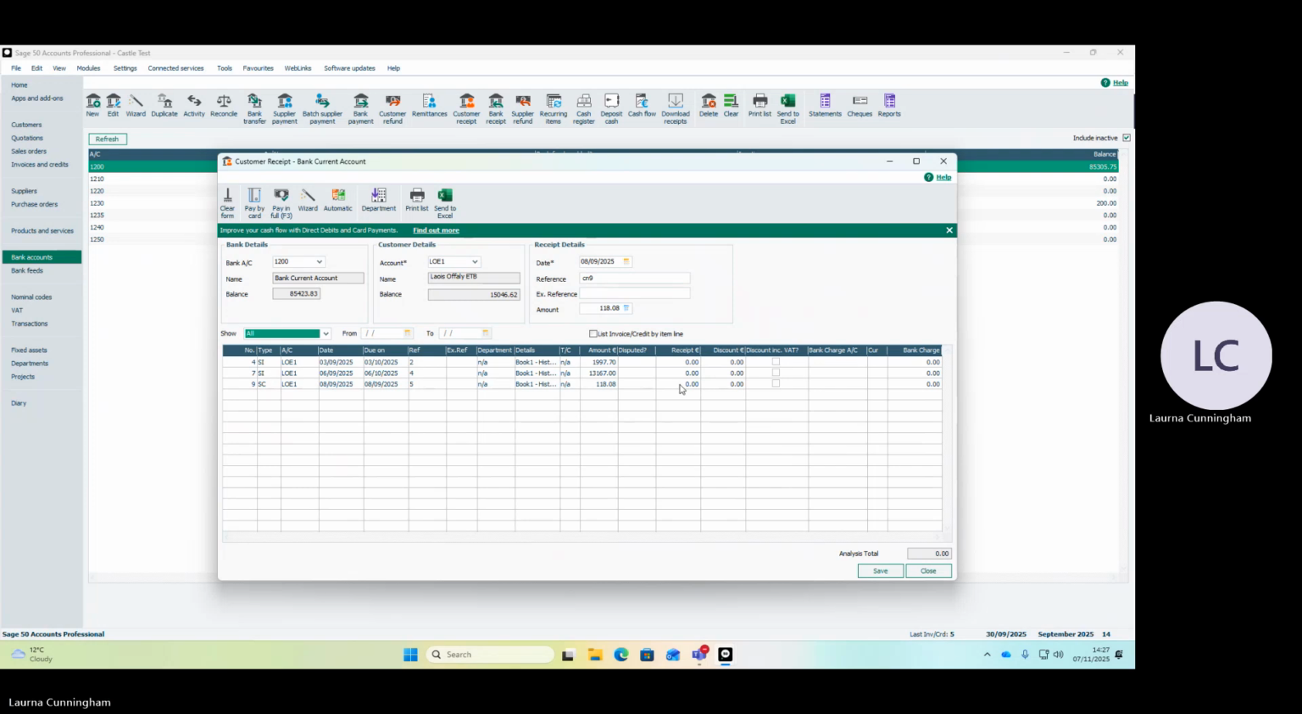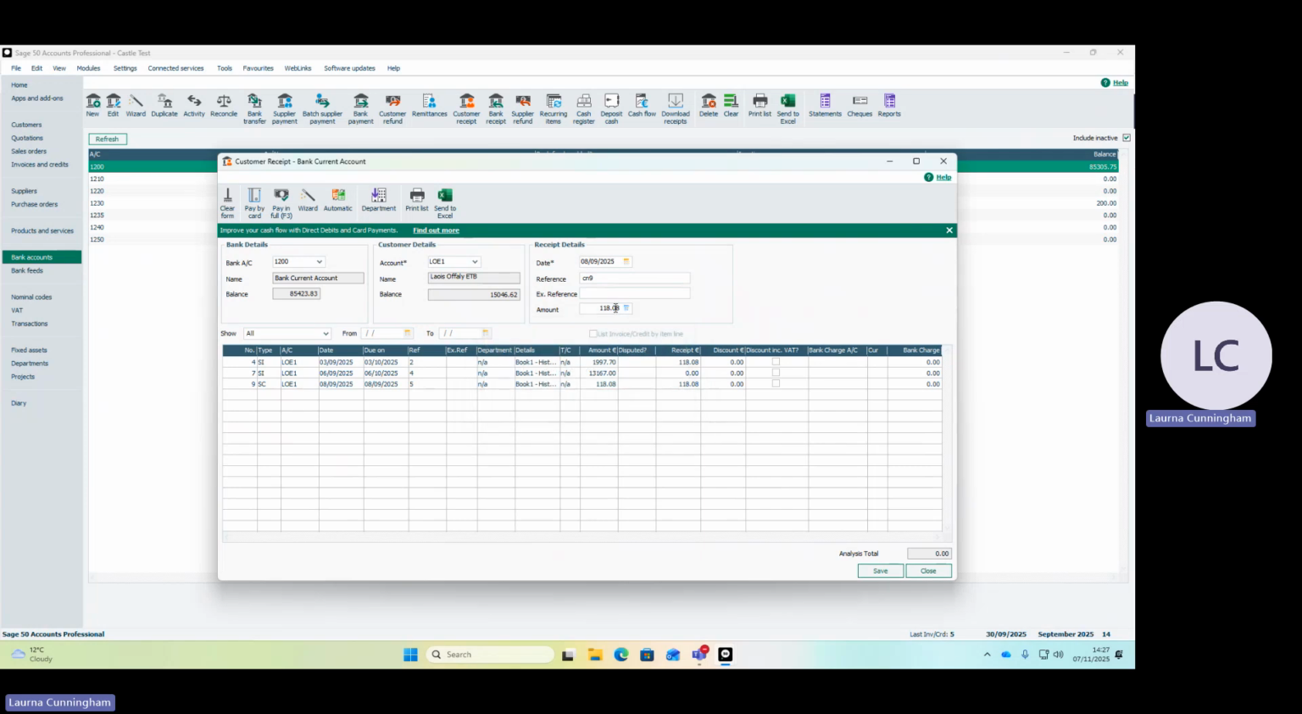11808. And if I come down here to the receipt line, I see 11808, and I then also need to put it against one of the invoices because I have a minus here and I can't have a minus. Now, based on dates, either of those would work, but I'm just going with the earliest. My analysis total is now down to 0, and I can save.